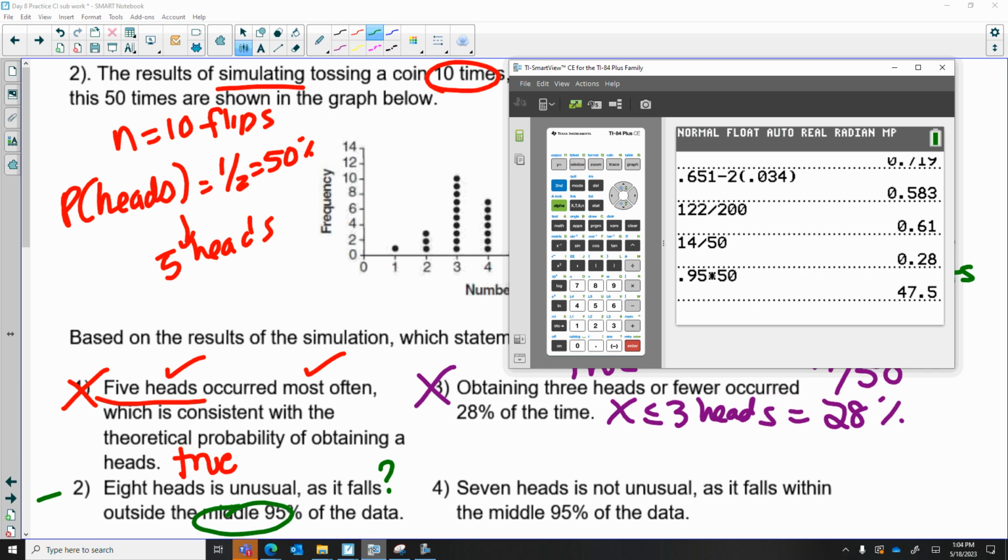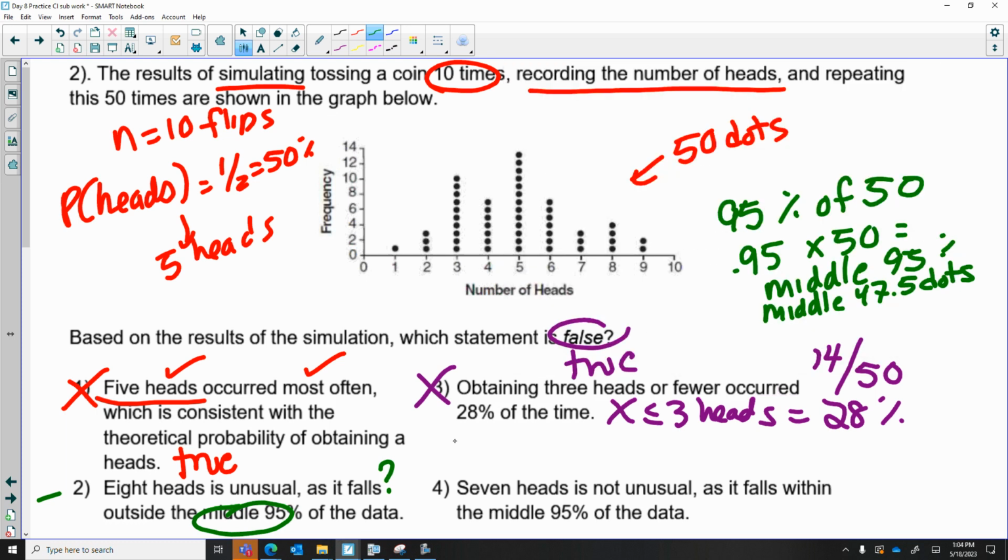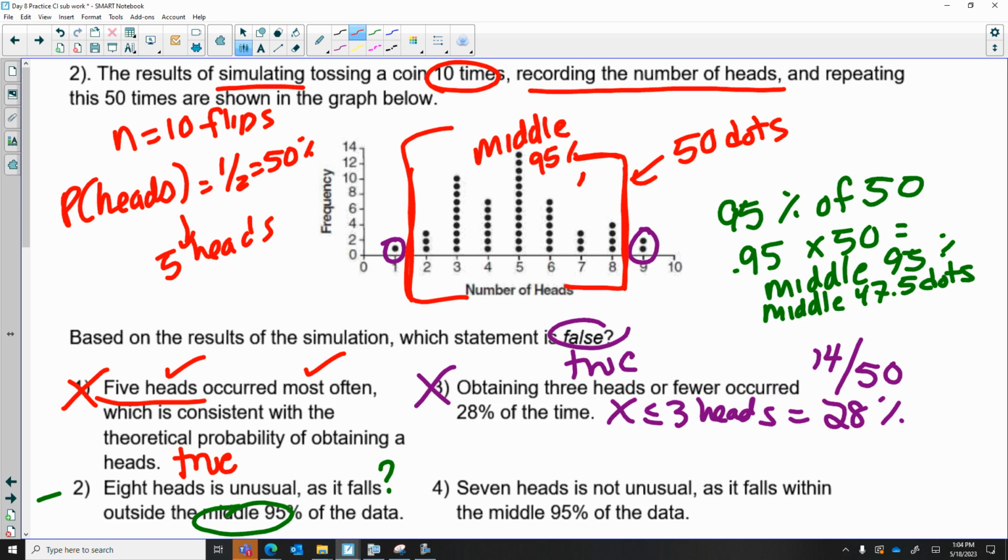So if you did 5% of 50, you would get 2.5. So the ones that aren't in the middle 95% are the outer 2.5 dots. If you want to think about it that way, here's 1, here's 2, here's 3. Those are not in the middle 95%, which means that the middle 95% of the data is all of these dots. It should be about 47.5-ish dots. It's 47 dots. But this is the middle 95% of the data, okay?